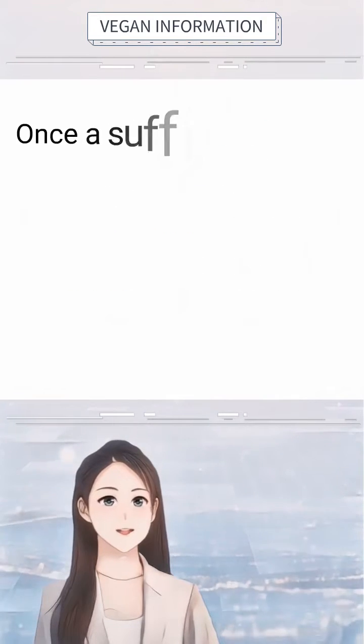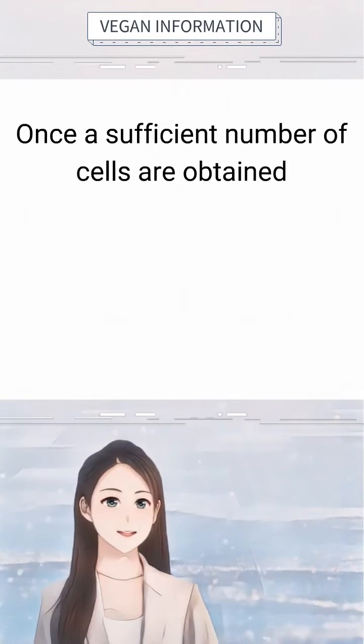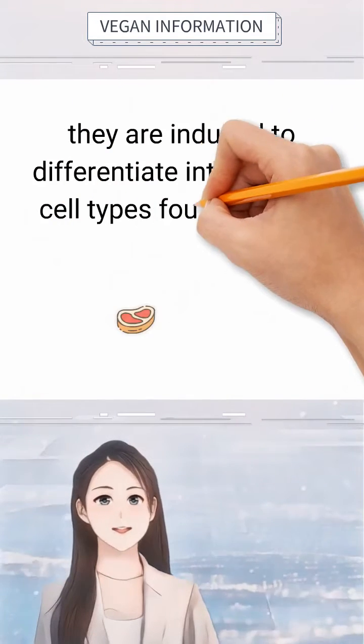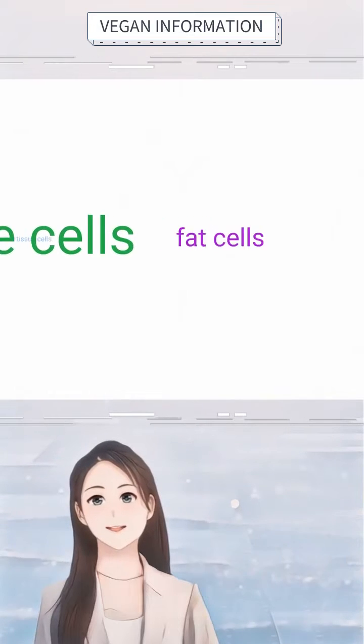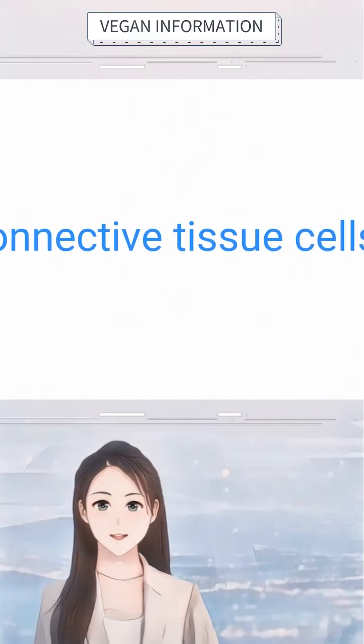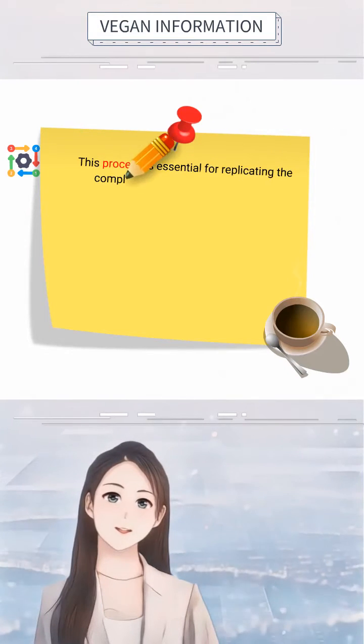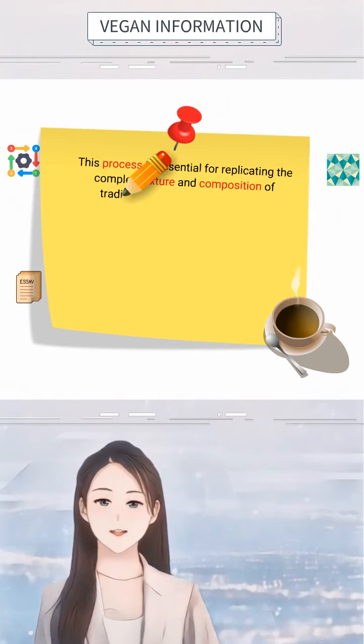Differentiation. Once a sufficient number of cells are obtained, they are induced to differentiate into specific cell types found in meat, such as muscle cells, fat cells, and connective tissue cells. This process is essential for replicating the complex texture and composition of traditional meat.